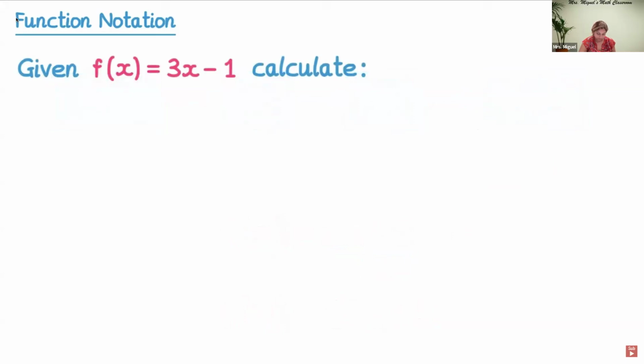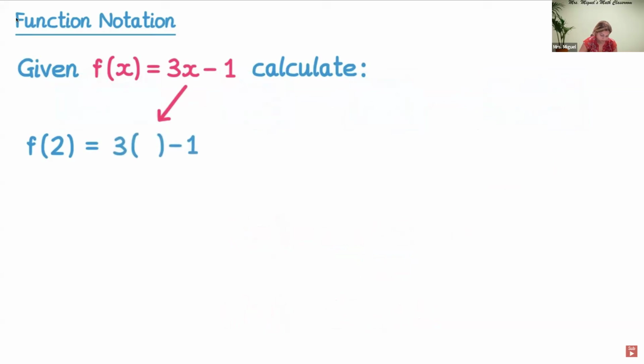Now let's try some questions. So here we've been given a different function, f of x equals 3x minus 1, and first of all we need to calculate f of 2. To do this, we'll write down the function's output again, but instead of x's, write down brackets. So not 3x minus 1, 3 bracket minus 1.